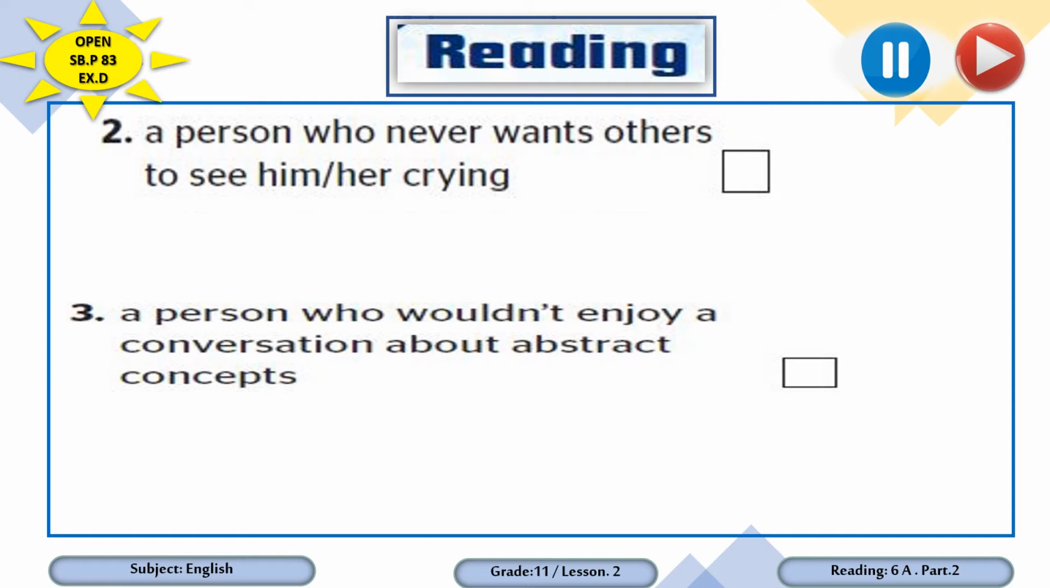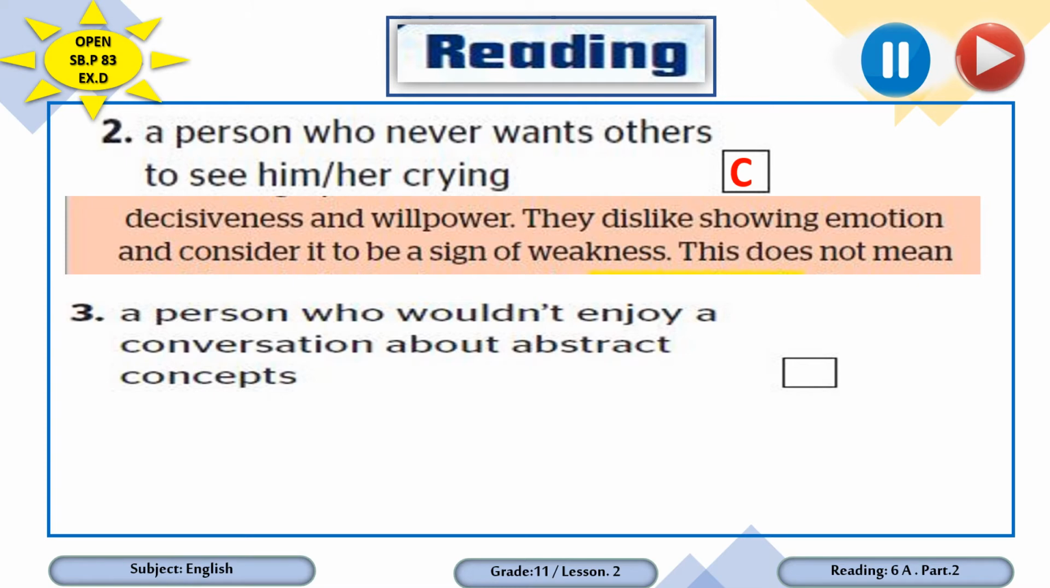Number 2, a person who never wants others to see him or her crying. Excellent. C, the scholars. On page 82, it was mentioned that scholars dislike showing emotion and consider it to be a sign of weakness. Good job.